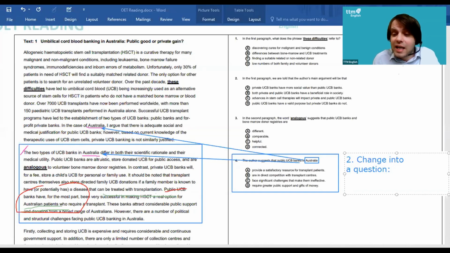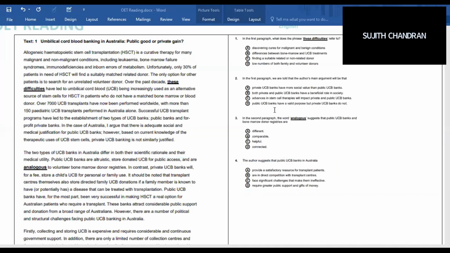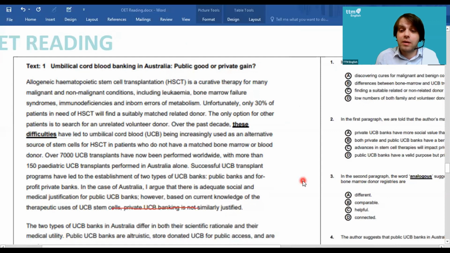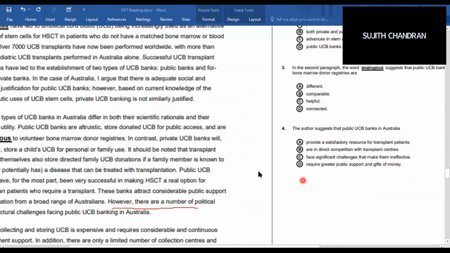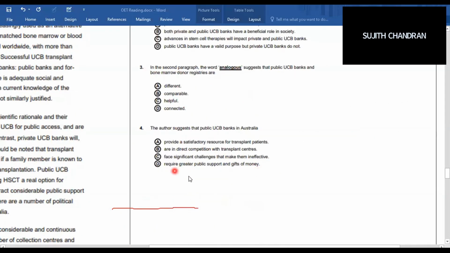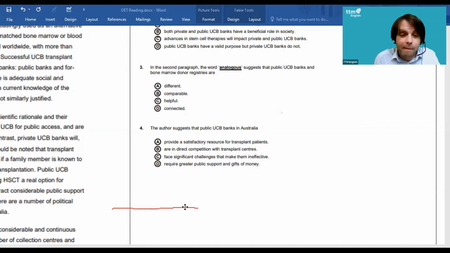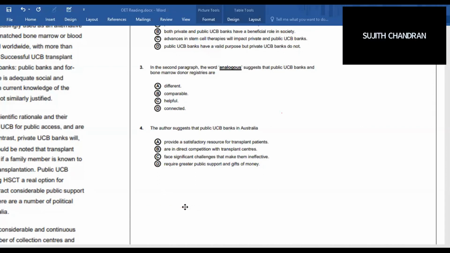So Sujit, I'm sorry I keep asking you the same question, but can you change this into a question? It's one of the most difficult things, right? So I feel like you can do it. The author suggests that public UCB banks in Australia. The author suggests what?